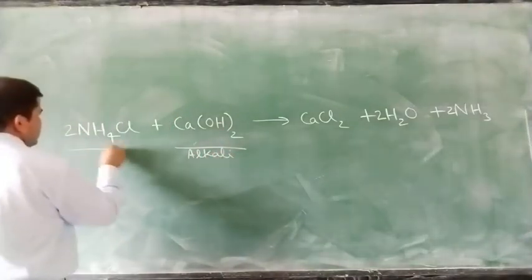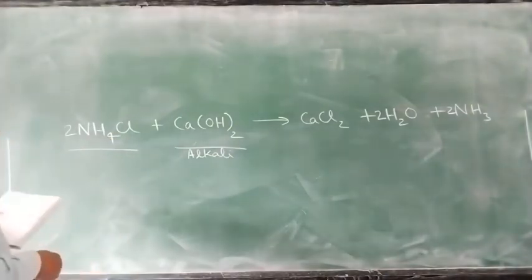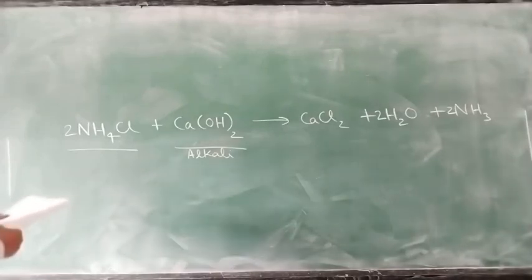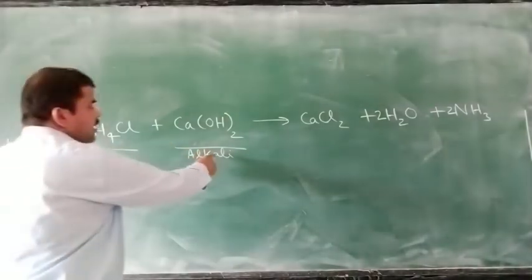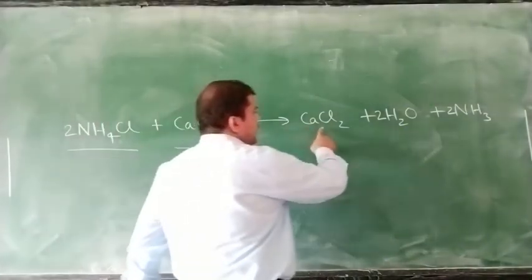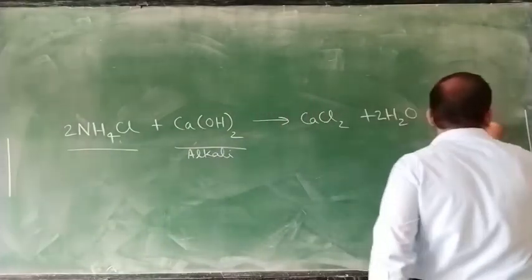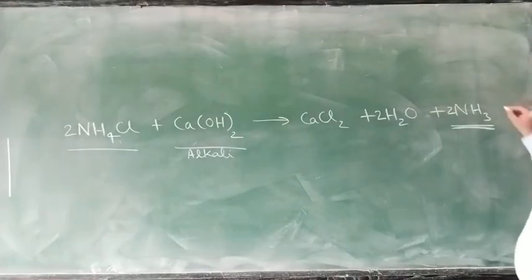and ammonium chloride is the ammonium salt. So according to the question here given, this ammonium salt reacts with the alkali, we get calcium chloride, water and ammonia. So here the gaseous product will be ammonia gas. Ammonia is the gas.